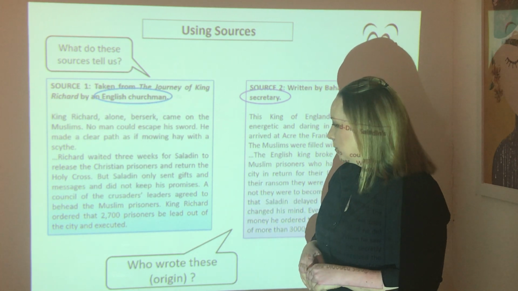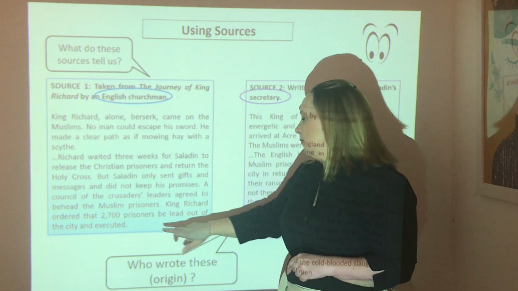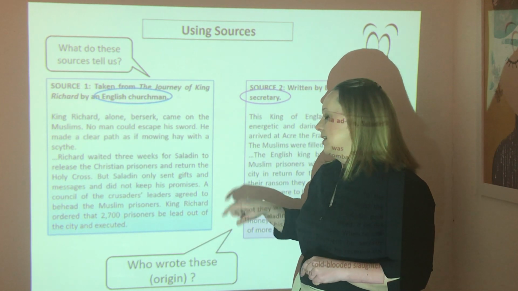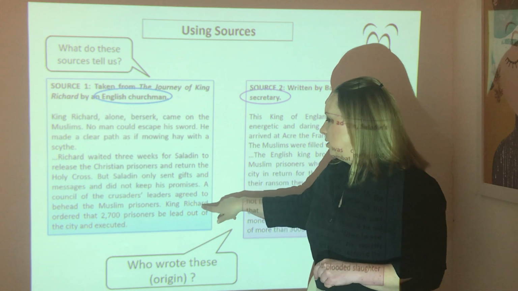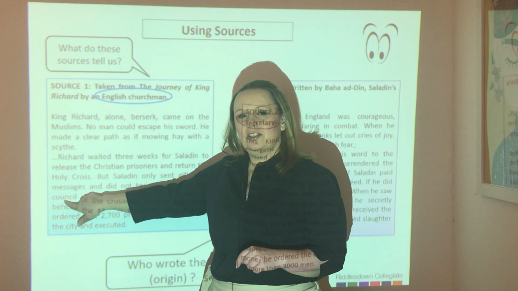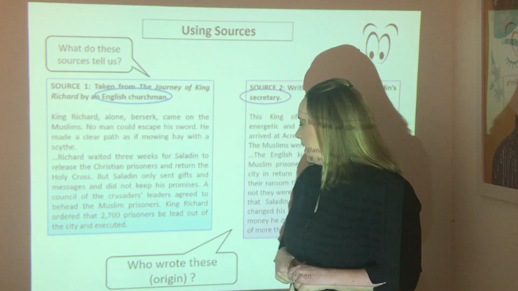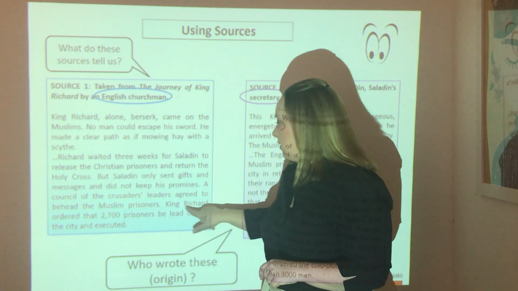Apologies. So King Richard ordered that 2,700 prisoners be led out of the city and executed. So if he ordered, really was it much to do with the council's decision? You've got to ask yourself that. Okay. What does this tell us about King Richard?